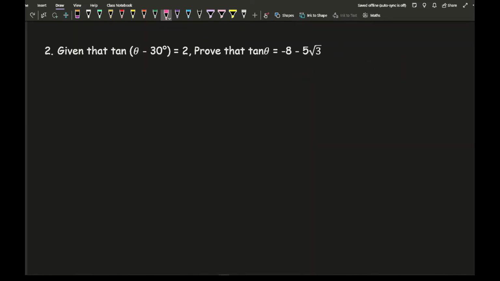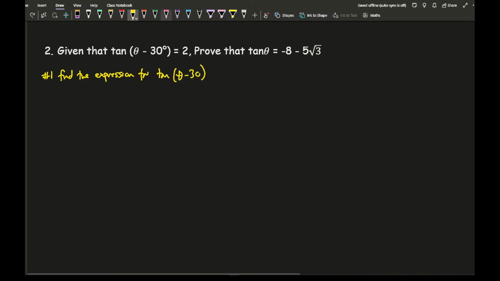Question 2 says that given that tan (theta minus 30) equals 2, prove that tan theta equals minus 8 minus 5 root 3. With this type of question, which again is very, very common, what you want to do is ignore the 2 to start off with. What you want to do first, for step 1, is find the expression for tan (theta minus 30). That's the first thing we're going to do.